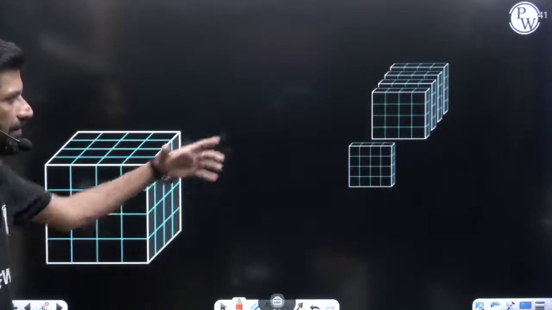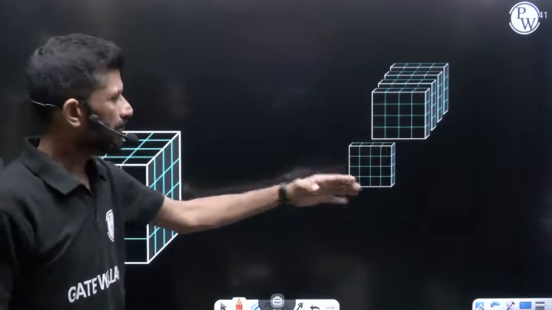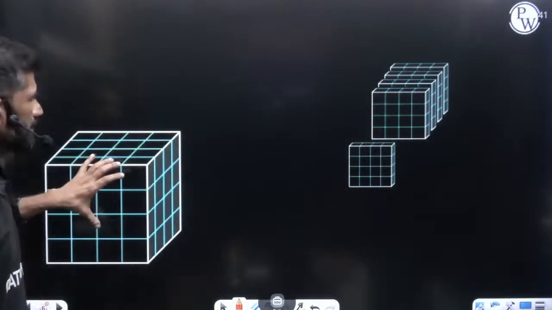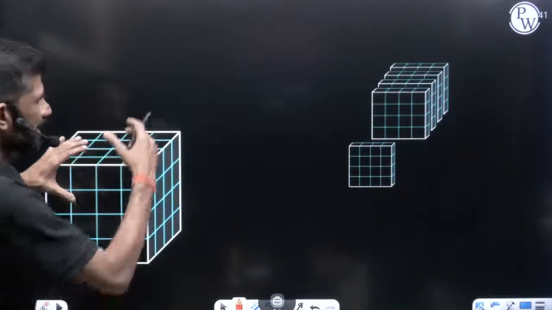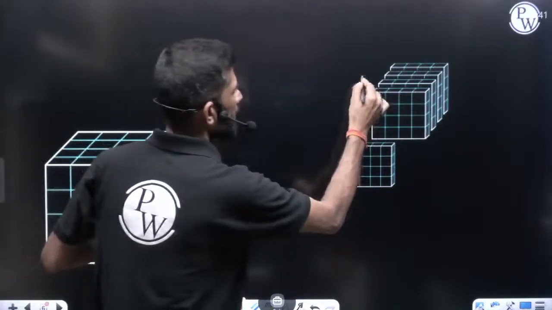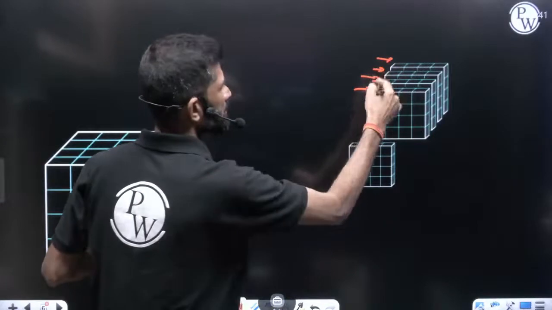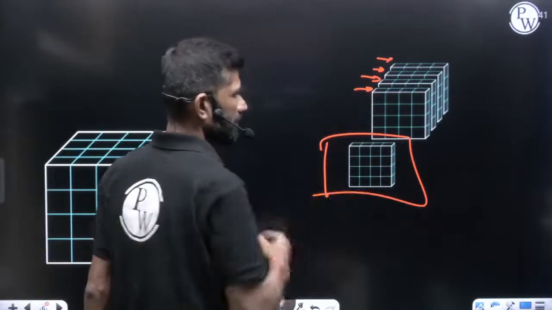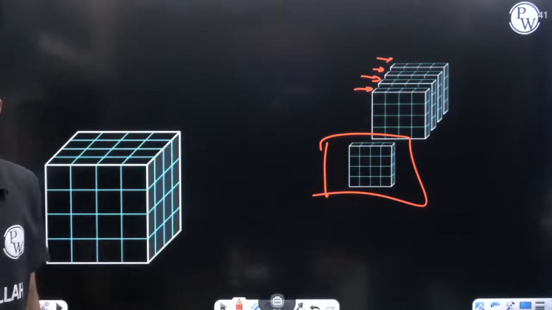Are you getting? See, layers I have described to you here. The cutting of layers I described to you. Every layer is having 16 cubes, and like that there are 4 layers. Okay, so 4 layers means 16 4s are 64. This is the layer I was talking about. Is it clear to all?